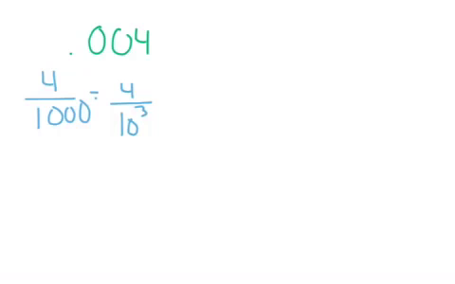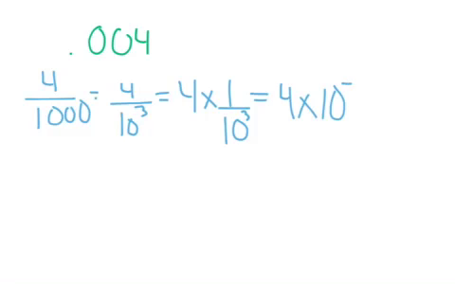Remember, then I'm just going to separate this, so I have 4 times 1 over 10 to the 3rd power. But remember, I never want to have this fraction, so I'm just going to change the location. And when I change the location to my numerator, my sign would just change. So my final answer would be 4 times 10 to the negative 3rd.